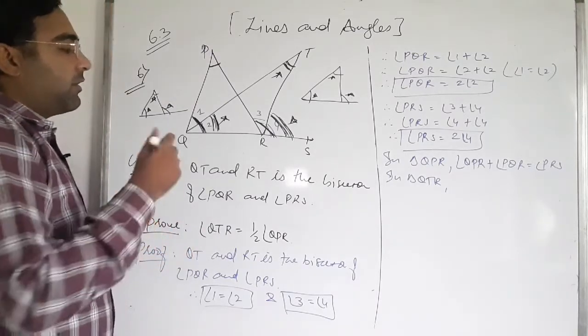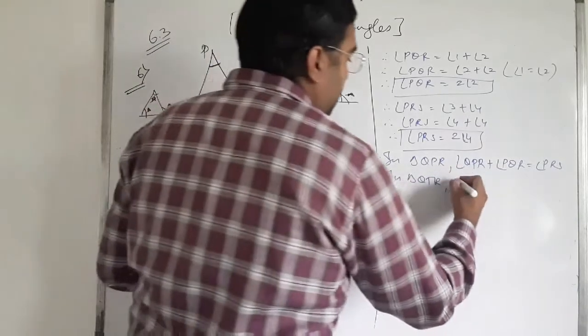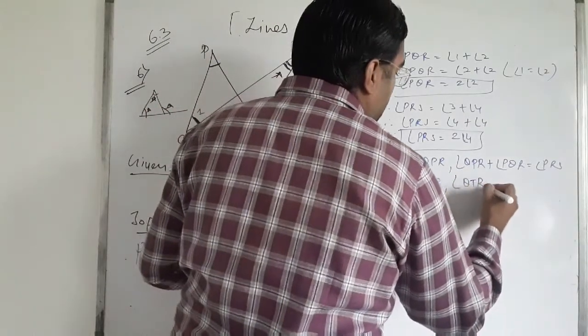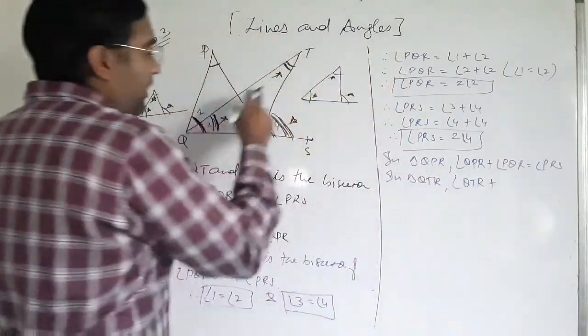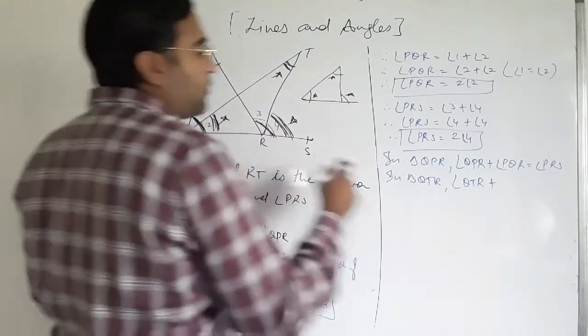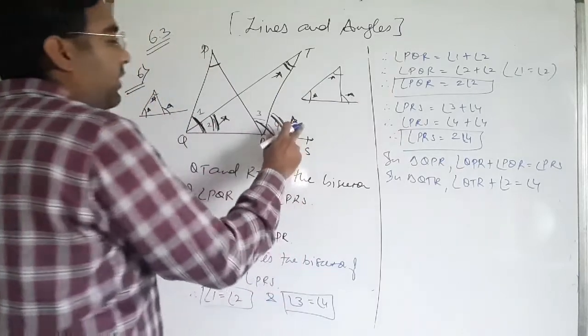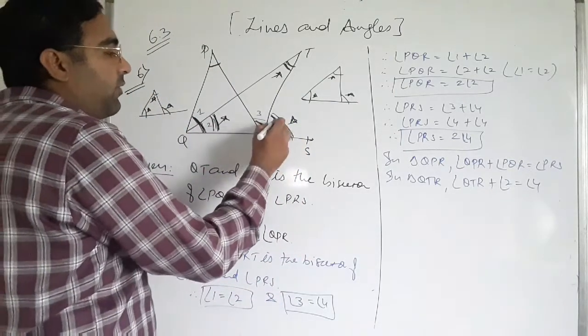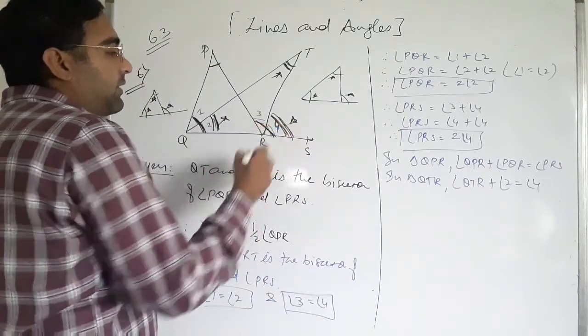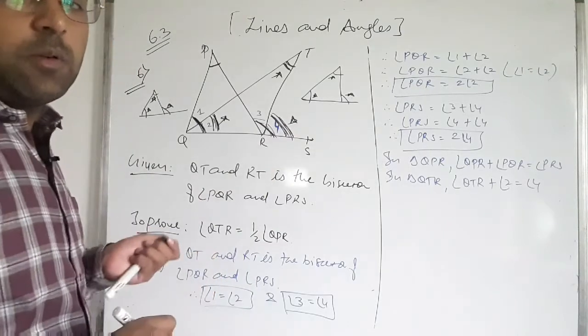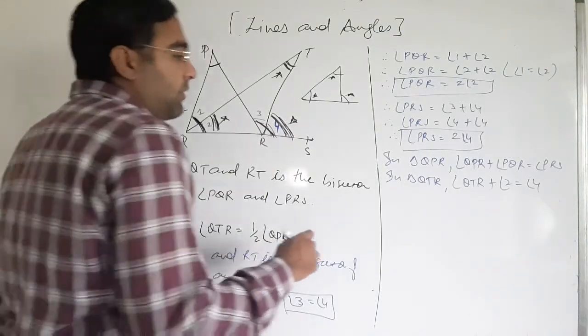So we have to write that angle QTR plus angle 2 is equal to angle 4. Okay, that is, one of the exterior angles is angle 4. Okay.